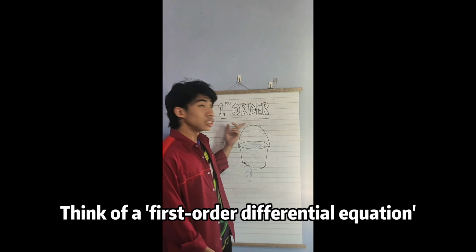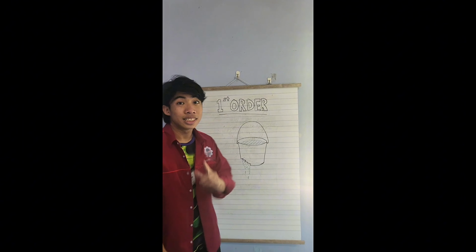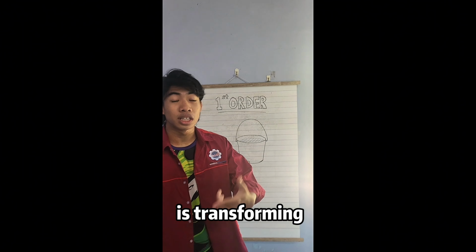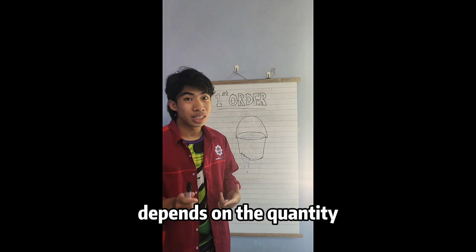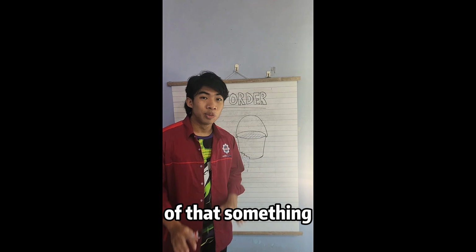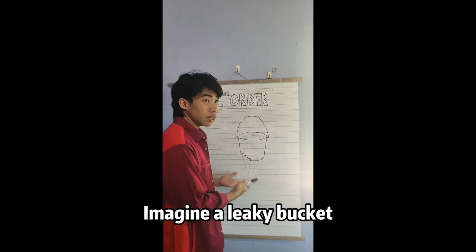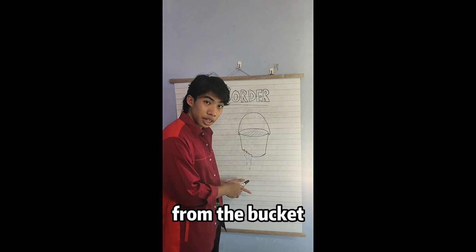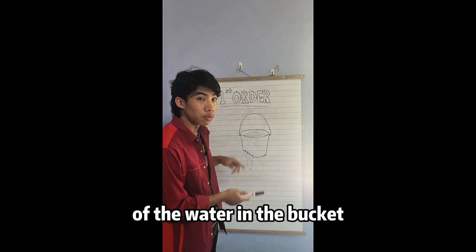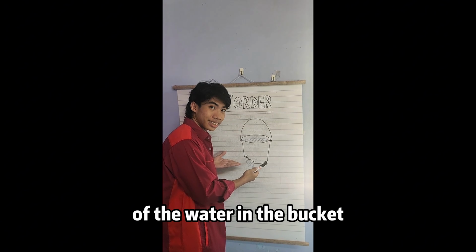Think of a first-order differential equation. It describes how something is transformed, where the rate of change depends on the quantity of that something. To make it clear, imagine a leaky bucket. The rate of change of water lost from the bucket depends on the quantity of water in the bucket.